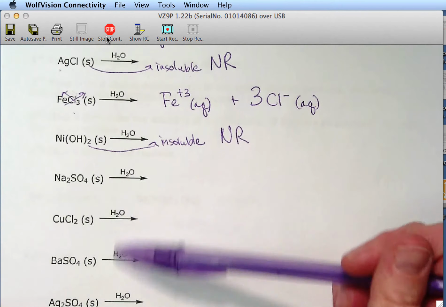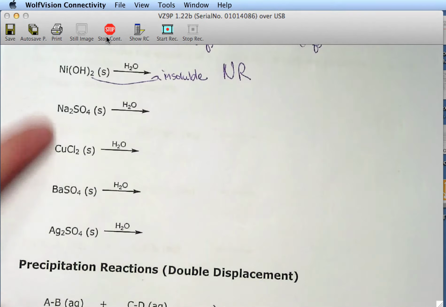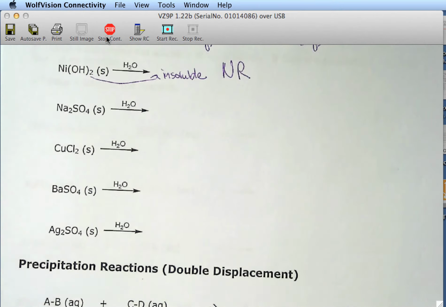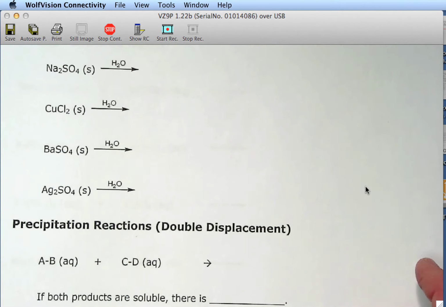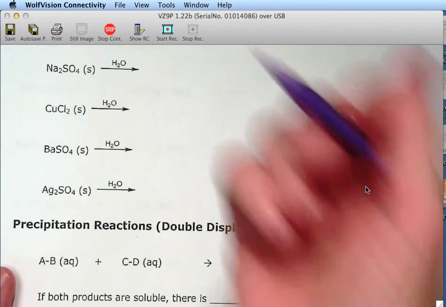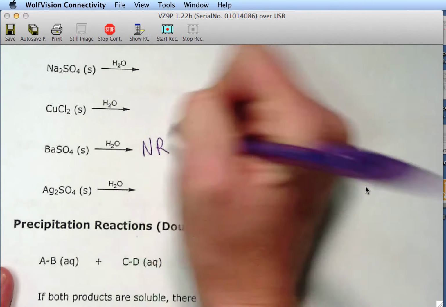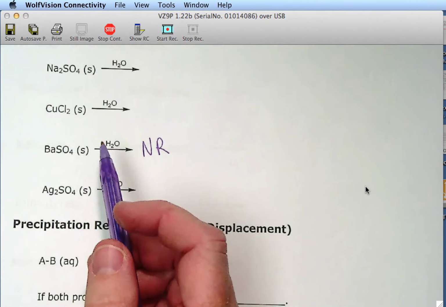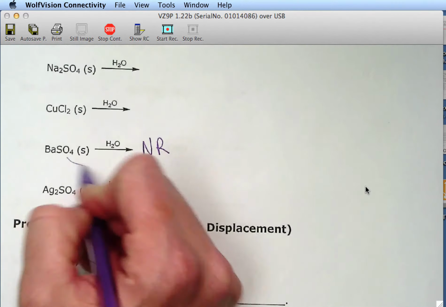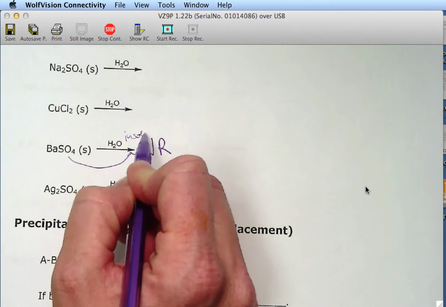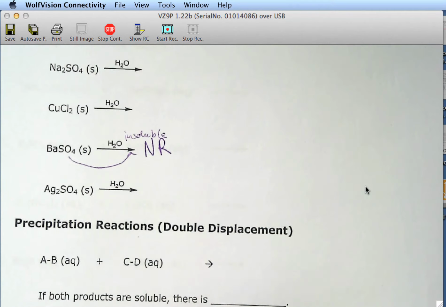Okay, so we have 4 reactions left. I want you to go through and try them on your own. You're going to be referring back to your solubility rules. Any no reactions here? Yes. Which one? Excellent. So all sulfates are insoluble except for barium, calcium, and lead. So this one would be insoluble, and that's why you get no reaction.